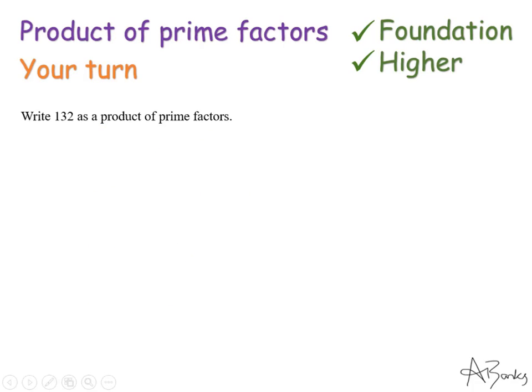Now here's a question for you to try. This is 132 as a product of prime factors, and I'd like you to write it in index notation as well for me, please. So if you can pause the video now, and I'll show you the solution on the next page.